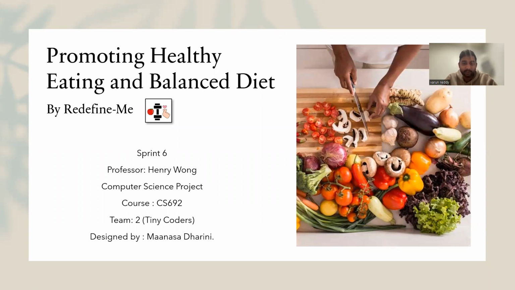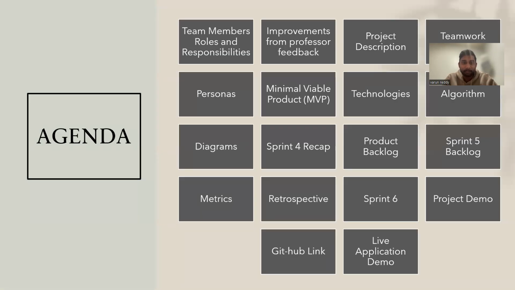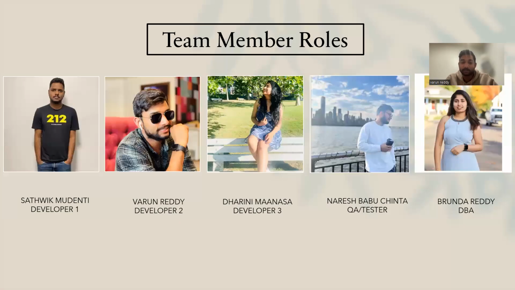So, the agenda of our project is team members, roles and responsibilities, improvements made from professor feedback, project description, teamwork agreement, personas, minimum viable product, technologies, algorithm, diagrams, sprint 4 recap, product backlog, sprint 5 backlog, metrics, retrospective, sprint 6, project demo, GitHub link, and live application demo.